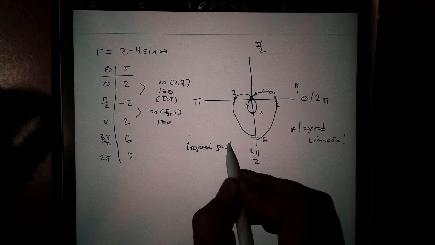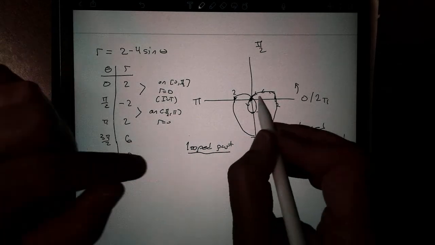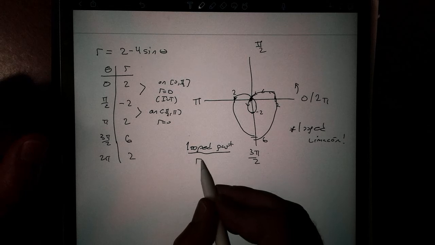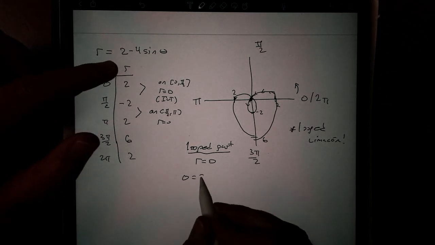We're going to need this later on anyways. How do we find out where the loop is? Well, what's the radius there? At the loop, the radius is 0. So I can set this equal to 0. And I can actually find where those loops occur.